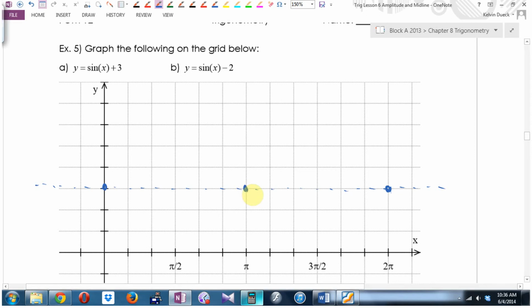What's the amplitude of this graph? 1. It's going to be 1 up, 1 down. It's going to look like that.